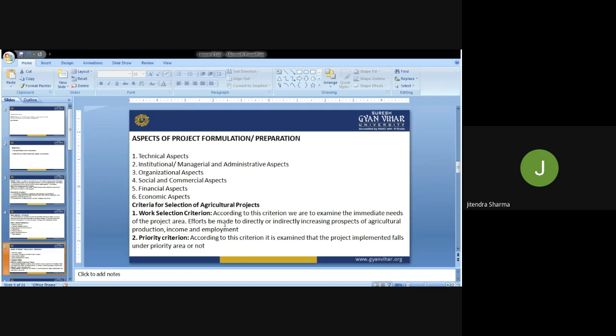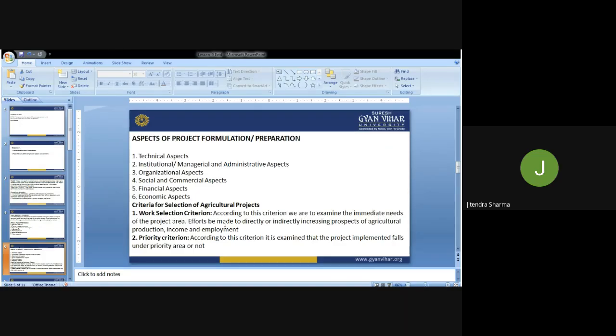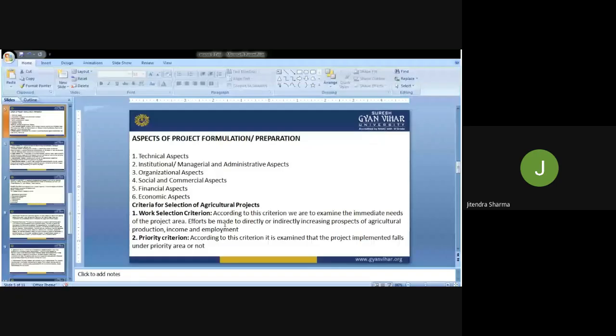Now, aspects of project formulation and preparation: on what aspects, and to whom, will we give consideration just before the project is decided. Number one, the technical aspect, which is very important: whether the project is technically correct or not. If we are building a building, or a bridge, or a dam, then we have to have the information on whether it is technically correct. So for that we have to have all the supportive documents that positively support the technical aspects of the project.